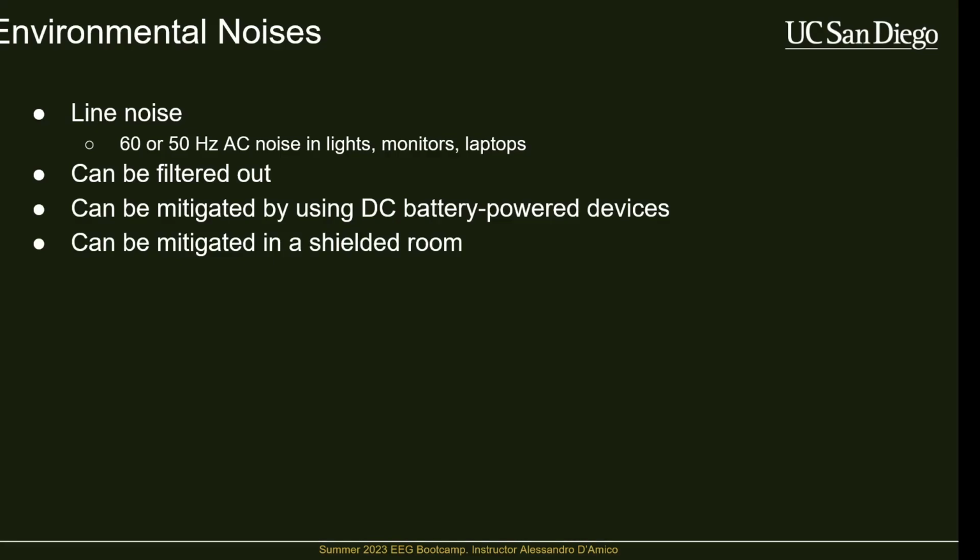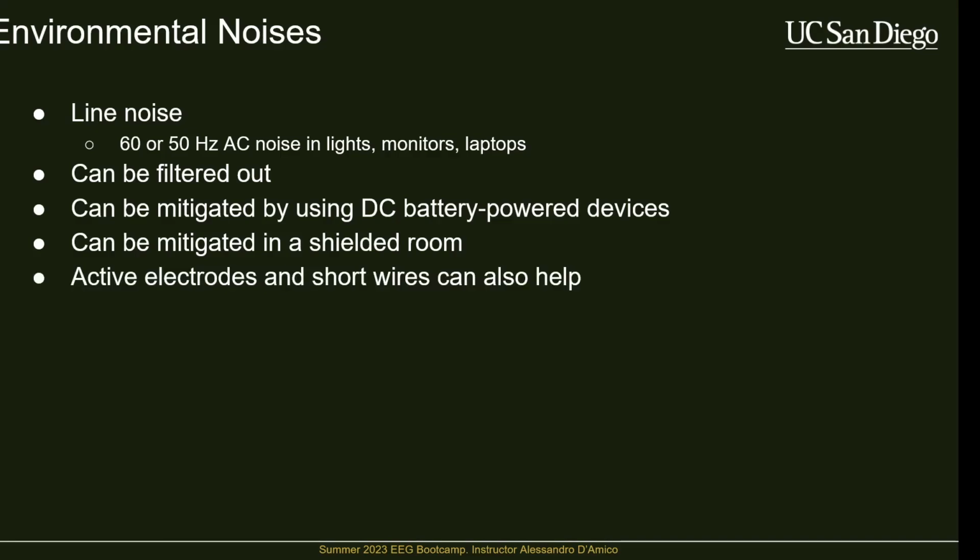Shielded rooms also help. You can build a Faraday cage. They're not that difficult to make. You can literally create them out of chicken wire, but you need something that's large enough to house an entire subject and monitor and whatever. These are falling out of fashion nowadays. They're not that common, but obviously people still have them.